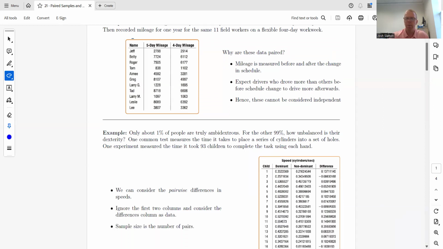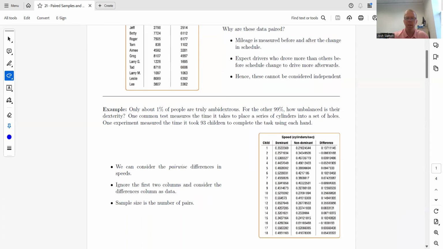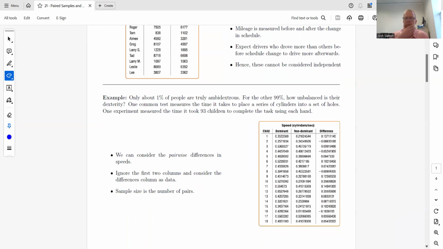So another example, only about 1% of people are truly ambidextrous. For the other 99%, how unbalanced is their dexterity? One common test measures the time it takes to place a series of cylinders into a set of holes. One experiment measured the time it took 93 children to complete the task using each hand. So again, we have two different samples, but they're not independent groups. They are the same group doing two different things.